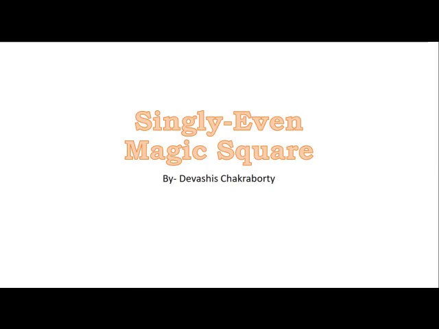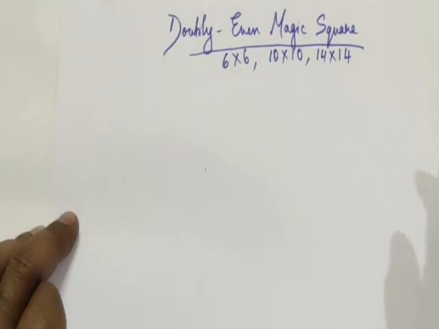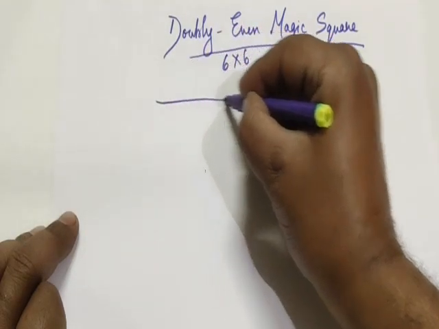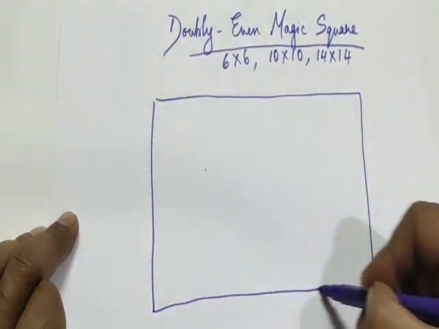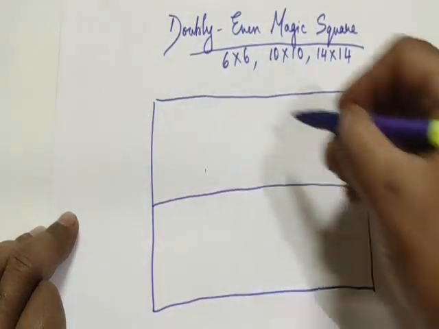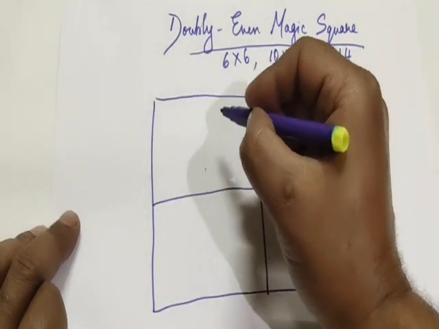Prior to this we had already done it for singly even. We are going to break the entire matrix into 4 separate quadrants. This is the first quadrant.